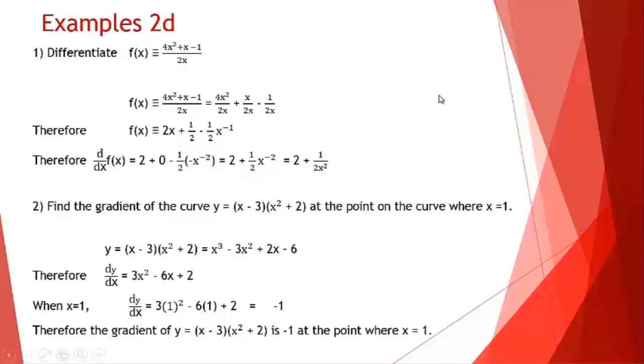Moving on to the next question. Find the gradient of the curve y equals x take away 3 times x squared plus 2 at the point on the curve where x equals 1. So the equation y equals x take away 3 times x squared plus 2 can also be written as y equals x cubed take away 3x squared plus 2x take away 6. So when we expand the brackets, we get x cubed take away 3x squared plus 2x take away 6.